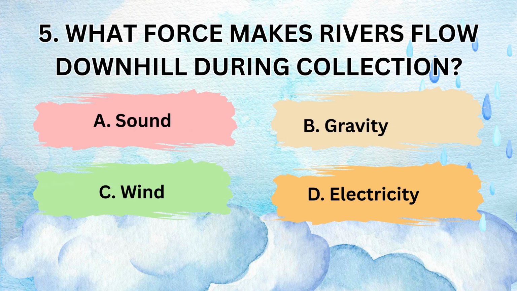Question 5. What force makes rivers flow downhill during collection? A. Sound. B. Gravity. C. Wind. D. Electricity.